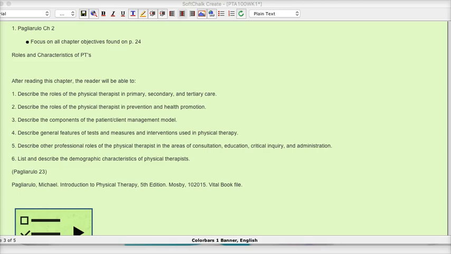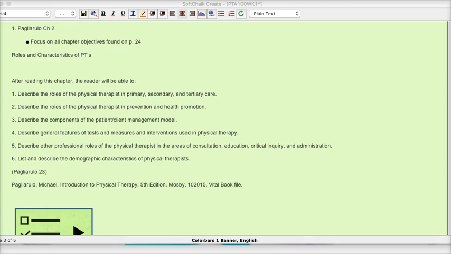So you want to know, what are the roles of the physical therapist? That is the objective for the week. I wouldn't split hairs about primary, secondary, tertiary, meaning don't expect me to just throw in a question: give me an example of tertiary care for the physical therapist.